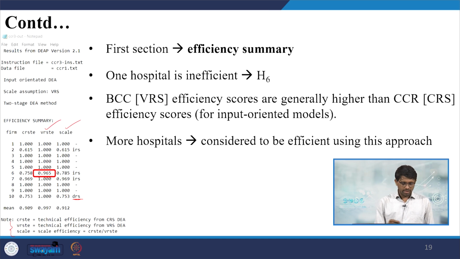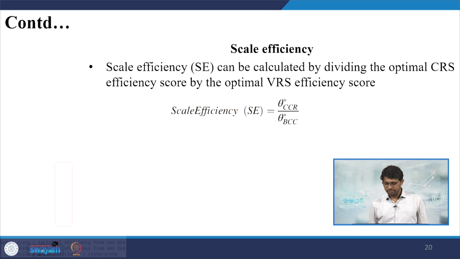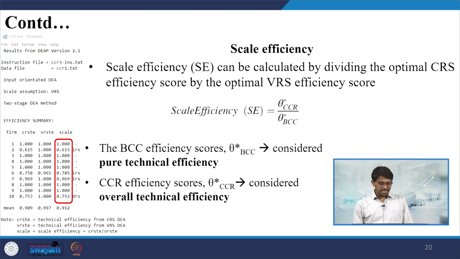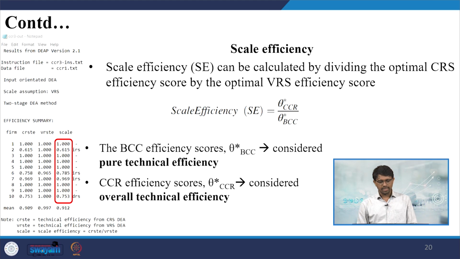You can just see the values are nothing but the ratio, this divided by this is nothing but the scale. And you can cross check on your own, and hence we derive the values, and this is how it is highlighted in this slide. So, the BCC efficiency score, mentioned as theta BCC star, is considered the pure technical efficiency as I already mentioned, whereas CCR is called technical efficiency or overall technical efficiency. That is also represented as theta CCR.